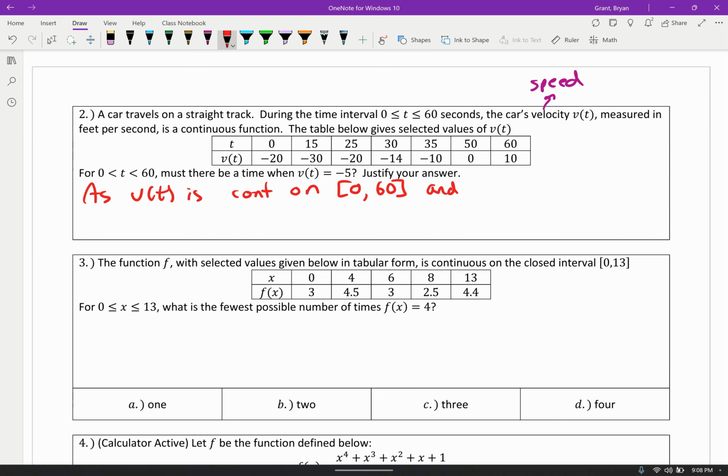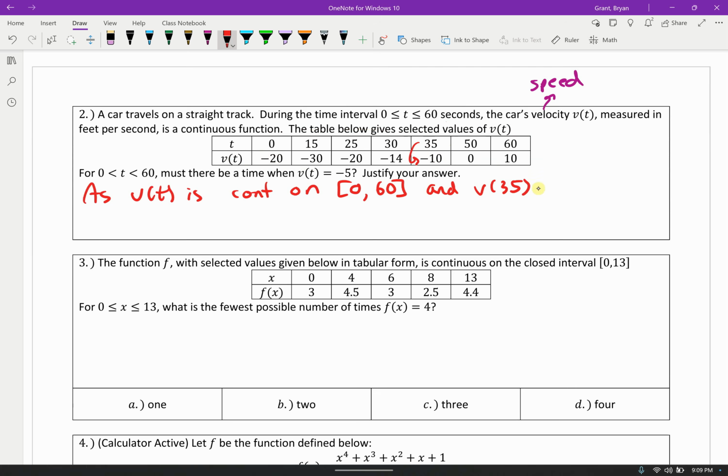And now we could actually use the endpoints here, because is -5 between -20 and 10? It is. We could use just the endpoints, but I'm going to be a little more specific because why not? So I'm going to take the smaller of these two values here, which is -10, and I'll say that -10 corresponds to v of 35. If you substitute 35 in, you get -10 out.